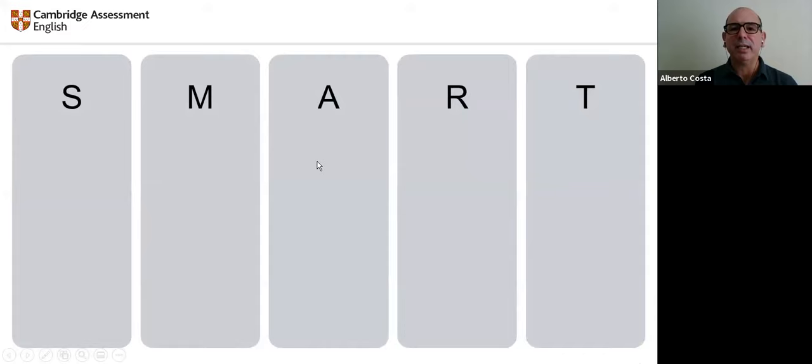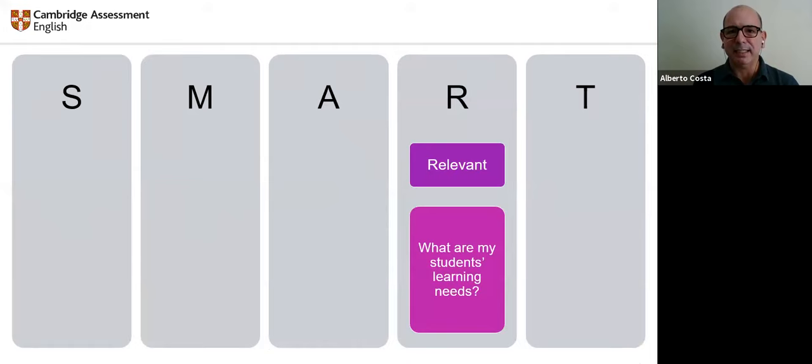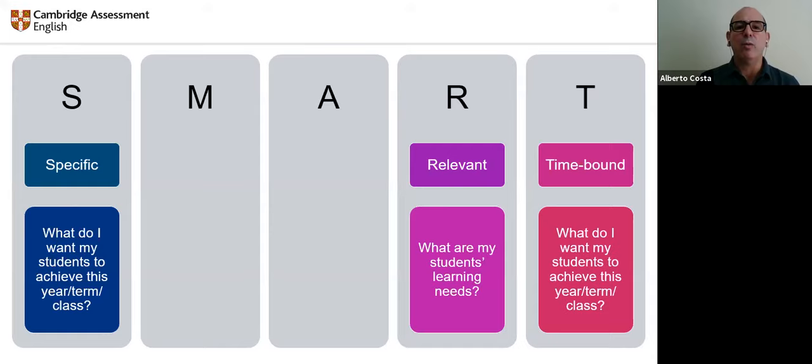So what are my students' learning needs? One of the first questions. And also it's about making goals specific. What do I want my students to achieve? And making goals time-bound as well. What do I want my students to achieve this year, this term, this class?